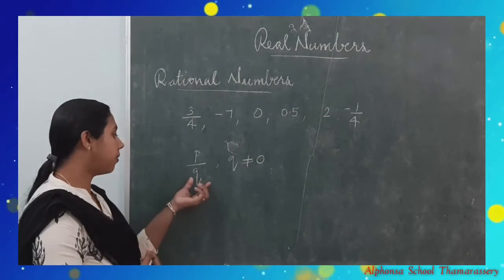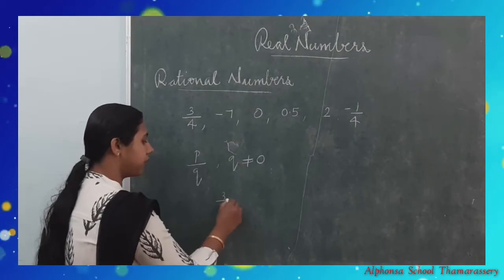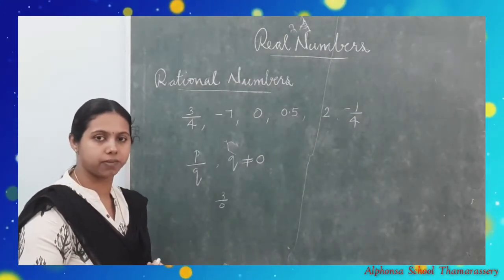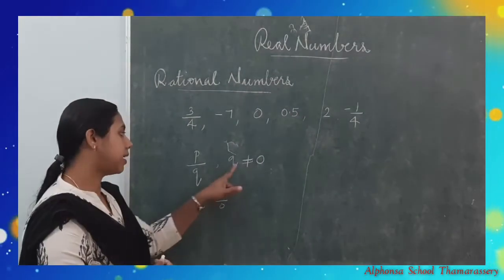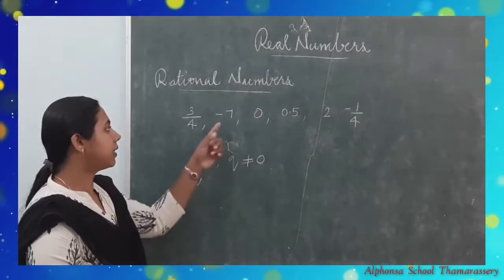Suppose that integer Q is equal to 0. So what will happen? It will be 3 by 0. 3 by 0 is an undefined term. So that's why the condition is given like this: Q not equal to 0. Look at the next example.